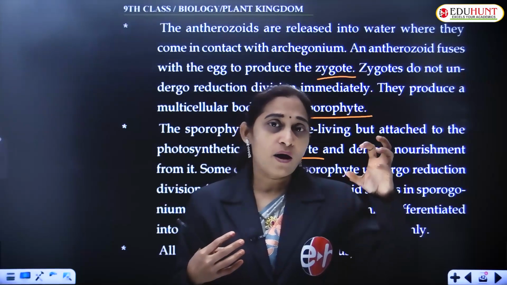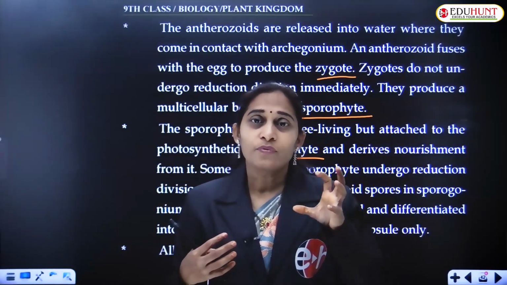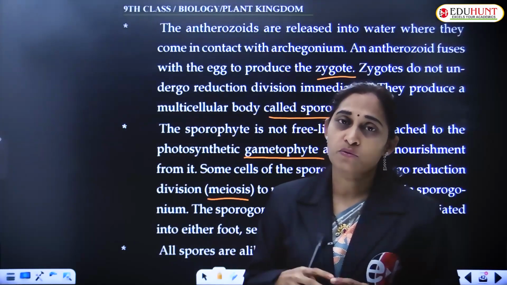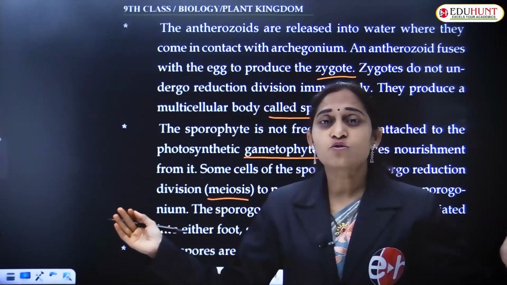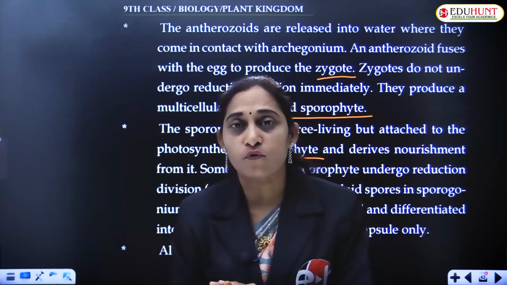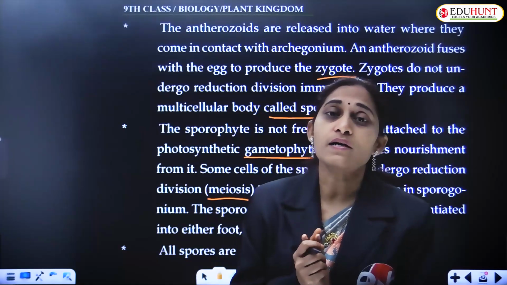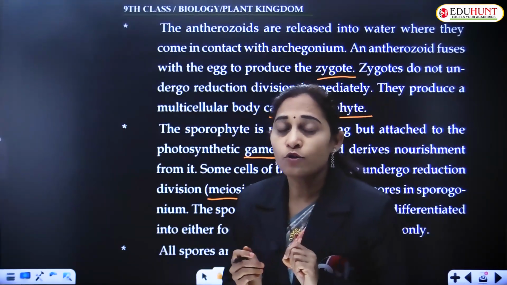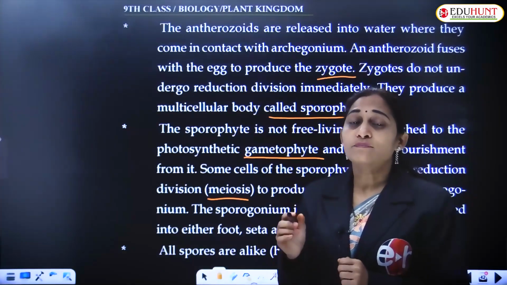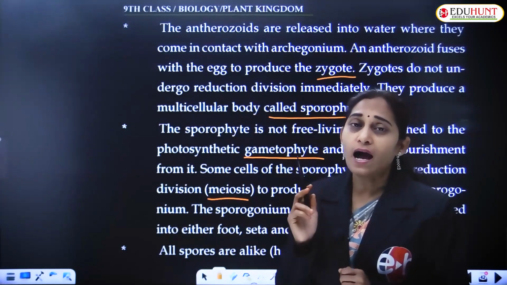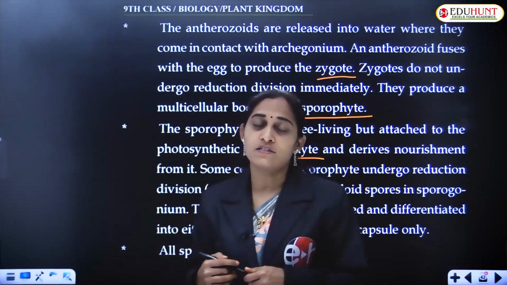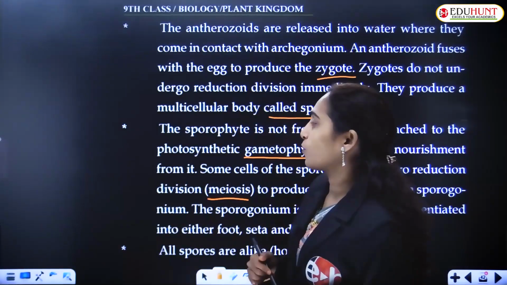One gamete will carry one set of chromosomes, and the other gamete will carry the other set of chromosomes. After fusion, these two sets combine together. That is why the zygote holds two sets of chromosomes, and this is called the diploid structure. The zygote is the first cell of the sporophytic phase, and after repeated mitotic cell divisions, it produces a structure called the sporophyte.